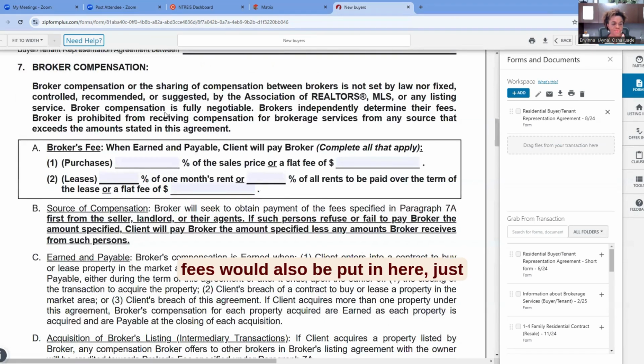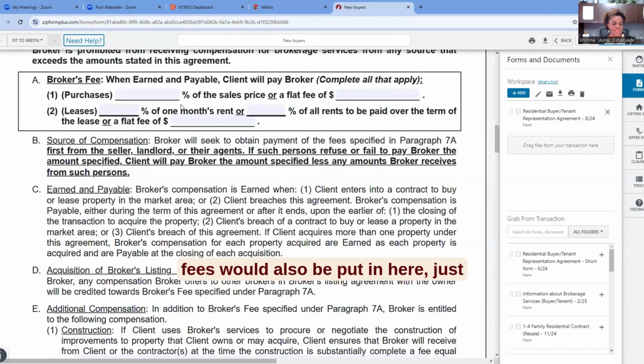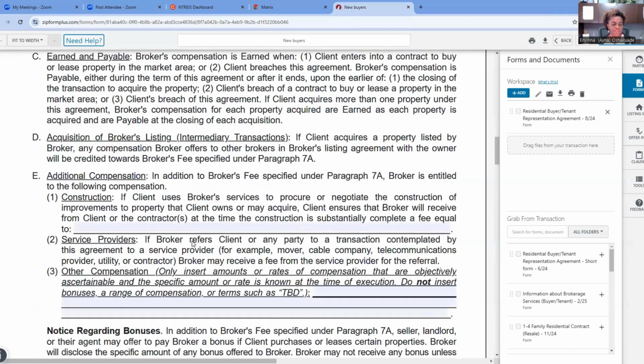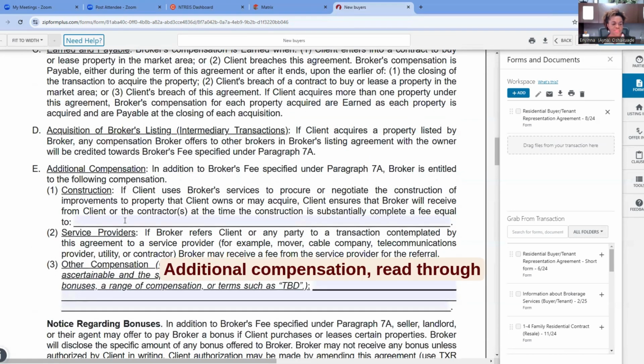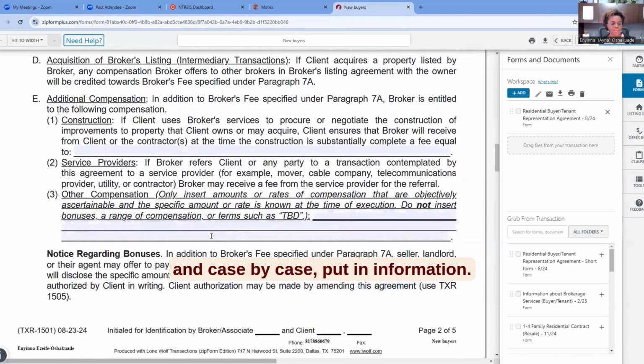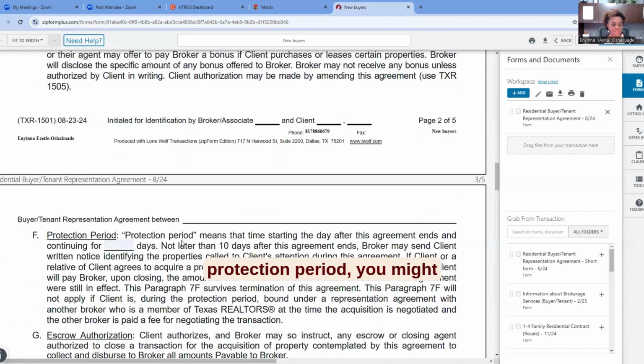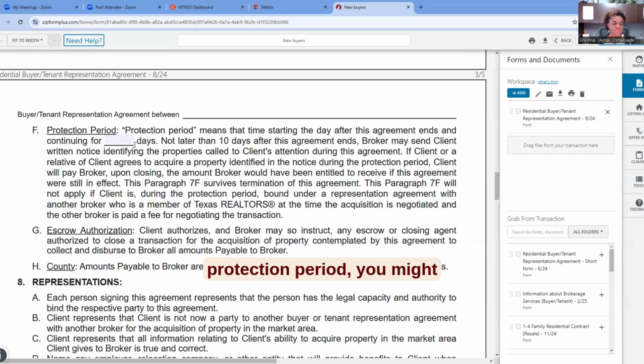Your fees would also be put in here, just like you had in the short form. This is the space for your fees here in the long form. Additional compensation, read through, and case by case, put in information as needed. Protection period, you might say 30 days, 60 days, 90 days.